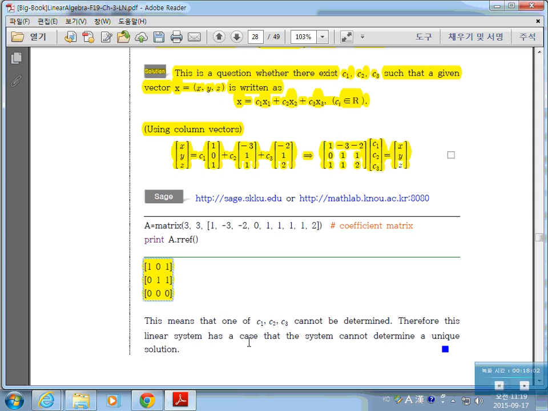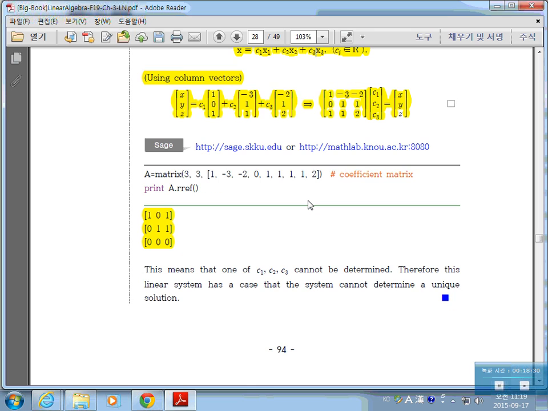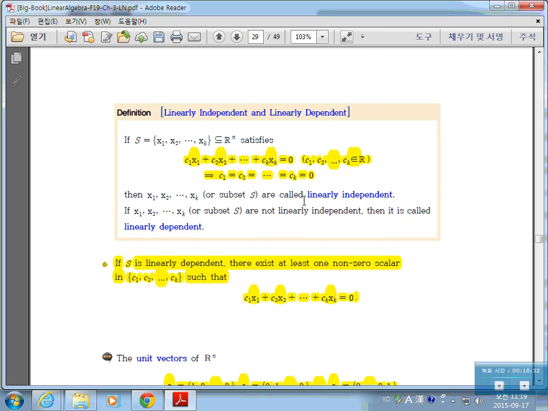So what this linear system of equations means is that one of the Ci's may not be determined. So the linear system has a case where it cannot determine a unique solution, which means some vectors in R3 cannot be written as a linear combination of these vectors. So that does not span R3.